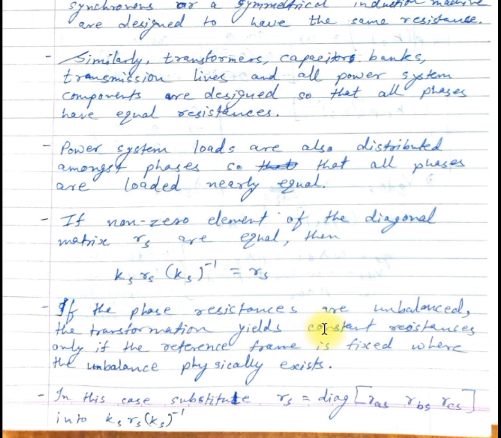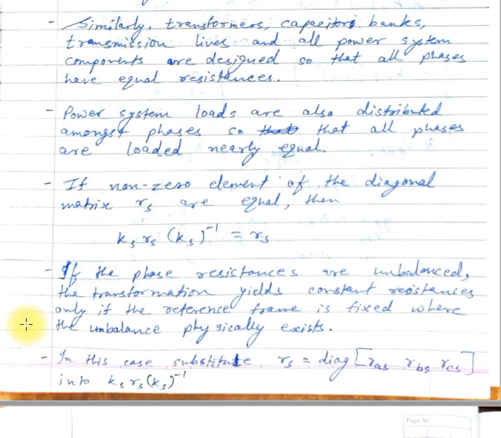So if the phase resistances are unbalanced, the transformation yields constant resistances only if the reference frame is fixed, where the unbalance physically exists. The resistance matrix associated with the arbitrary reference frame variables is equal to the resistance matrix associated with the actual variables if each phase of the actual circuit has the same resistance.